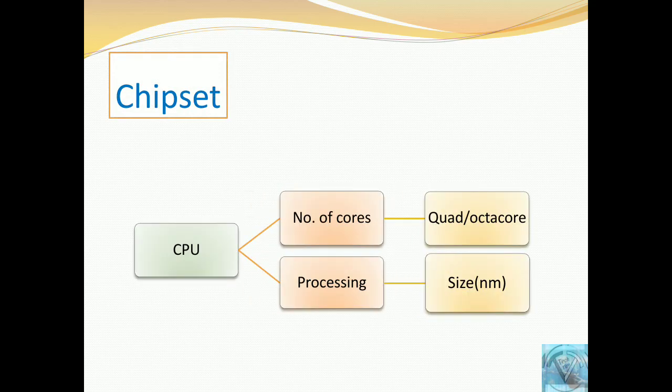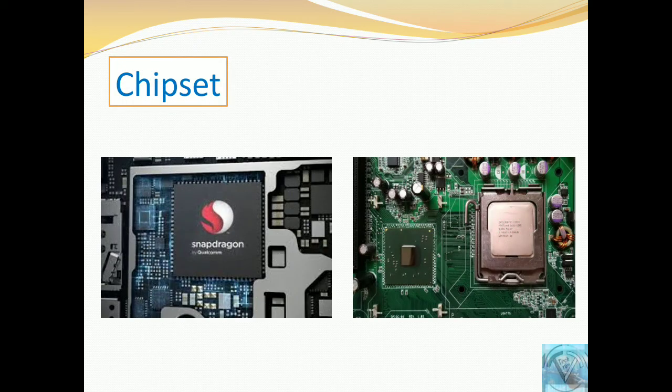Cores of the CPU are analogous to hands. The more cores, the more efficient the performance of the mobile will be. For example, an octa-core, 8 cores, processor will be more efficient than a hexa-core, 6 cores, processor.